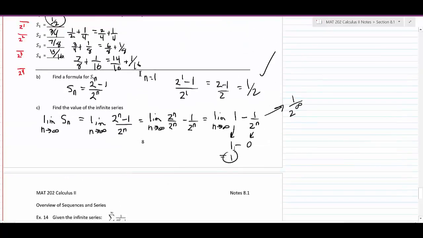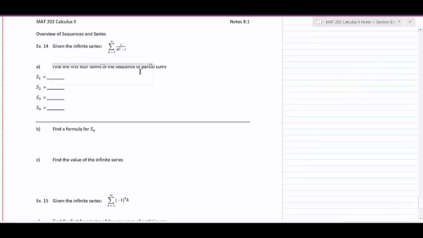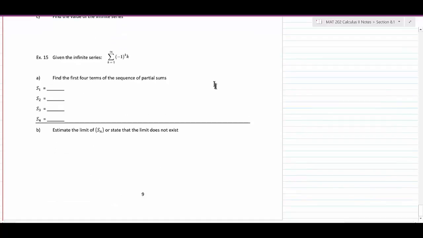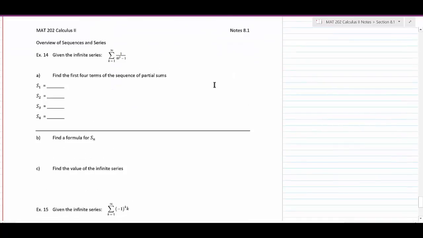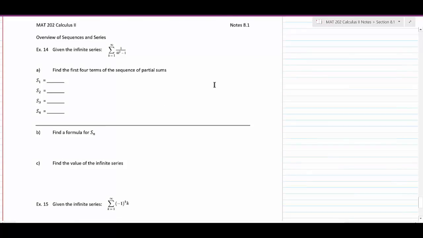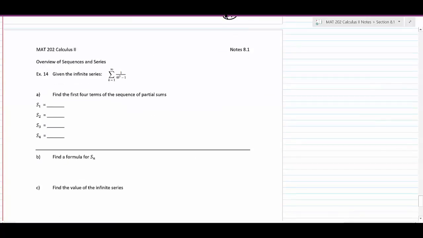All right, so let's go to the next page here. And let's go ahead and look at this one. Just kind of the same idea. So I want to go ahead and finish up this last page here. Then we'll do our break. Okay. So this time, let's go ahead and write out some of the terms.